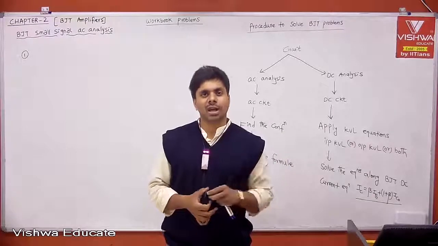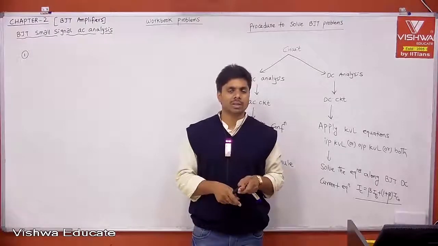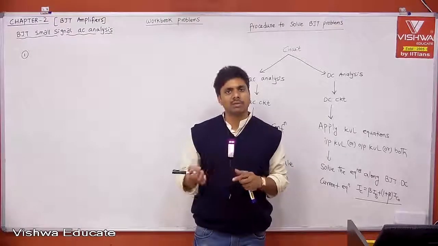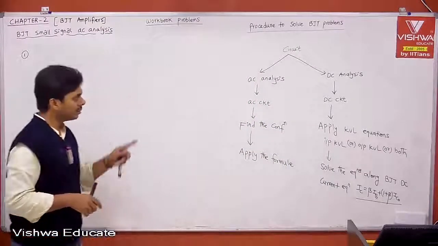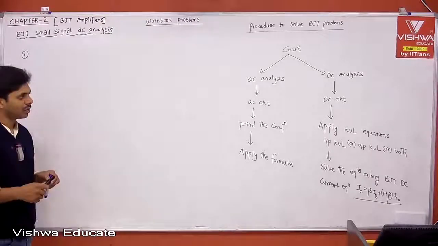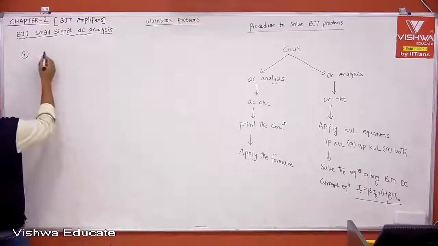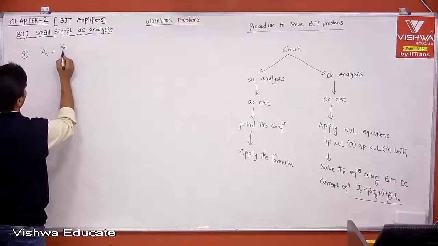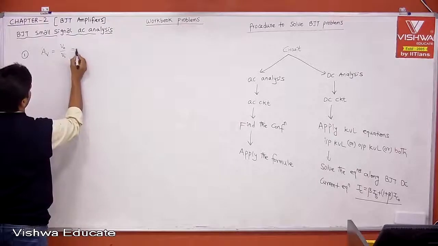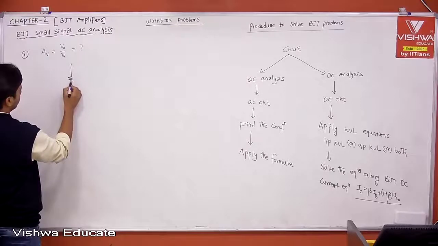Because we know the conditions with respect to VCE and VBE, right? If they are satisfied for the active region, then we can go ahead. When we solve the problems, you will understand. Let us apply this procedure to solve the problem. In the meanwhile, let me write the problem statement. We need to find the voltage gain AV equal to V0 by VI for the following circuit. The circuit is given.